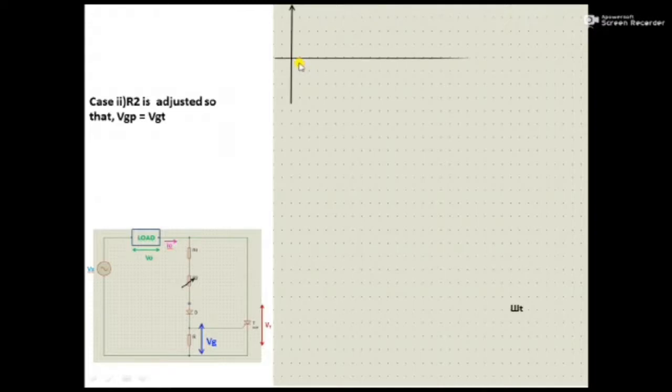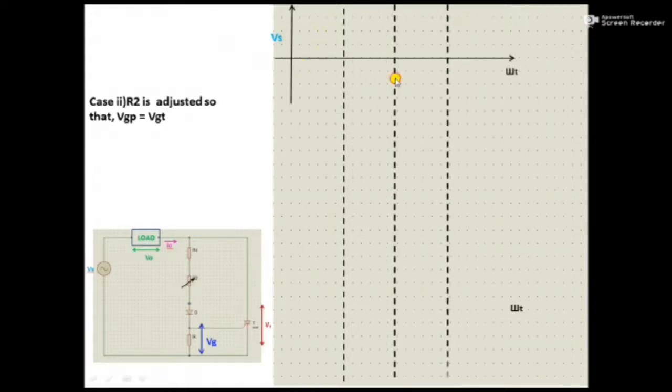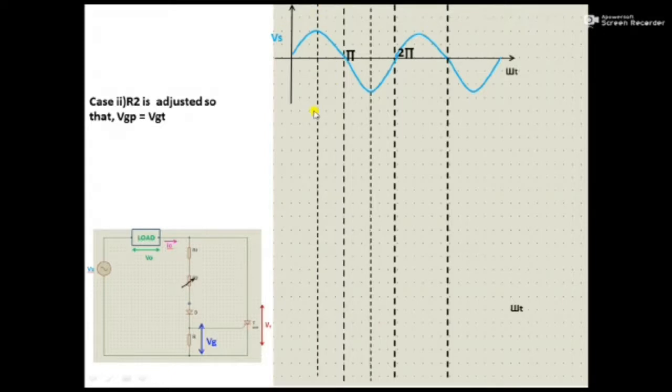So this is the supply voltage waveform, the same as we have taken in the earlier case. These are the markings, for pi, 2 pi, 3 pi. This is your supply voltage. Now we are marking one more time interval here. So this is pi, 2 pi, 3 pi, and these are the more time intervals marked here. We will come to know why these time intervals are marked here. Now let's see how the waveform for Vg will be.